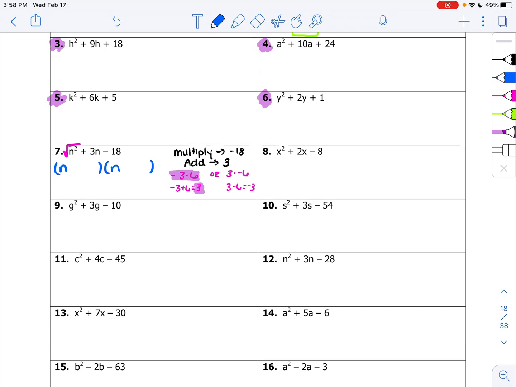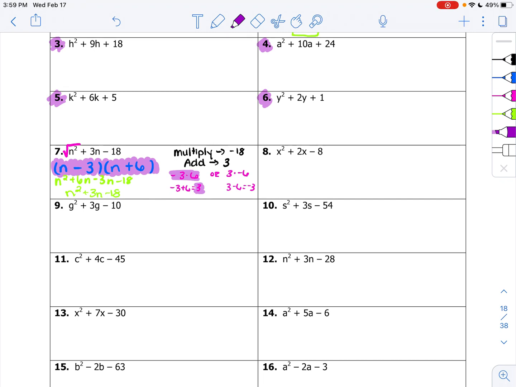So when I put that into my binomial, it would be n minus 3 times n plus 6. And then we can still check this. So when we check it, first, outside, inside, last, combine your two in the middle, and you get n squared plus 3n minus 18. So especially for these problems that have a negative in your trinomial, I would make sure that you double check your answer by the FOIL method, just to be sure.